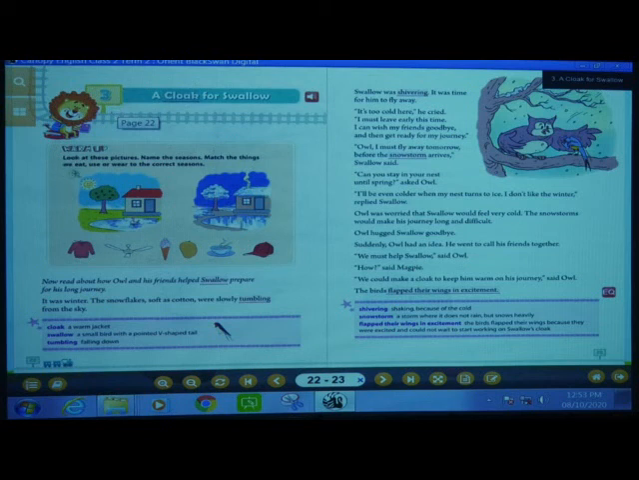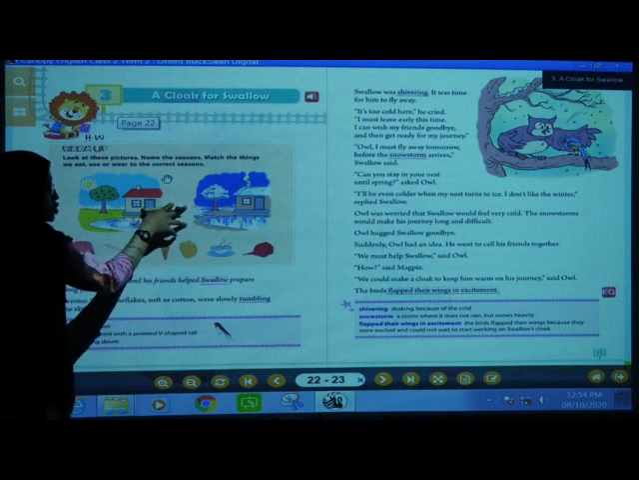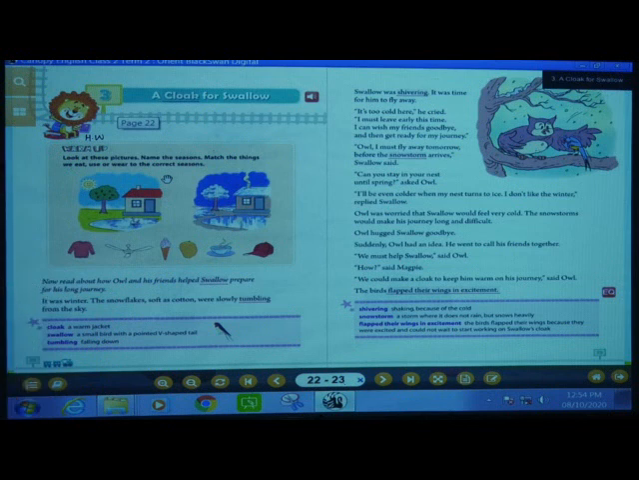Now see here children, warm up. Look at these pictures. Name the seasons. Match the things we eat, use or wear to the correct season. So this will be your homework. You have to match these things with the seasons they belong to, and you have to write the names of the seasons. Okay?